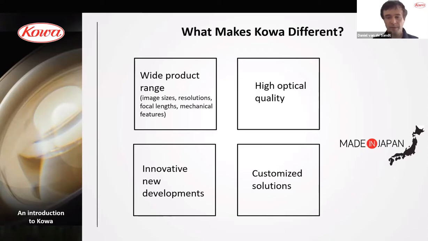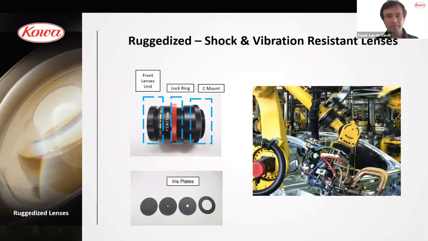Now I will start the topic, mechanical design. So, ruggedization. COVA has developed a so-called ruggedized lens, which due to its design makes the lenses shock and vibration resistant.